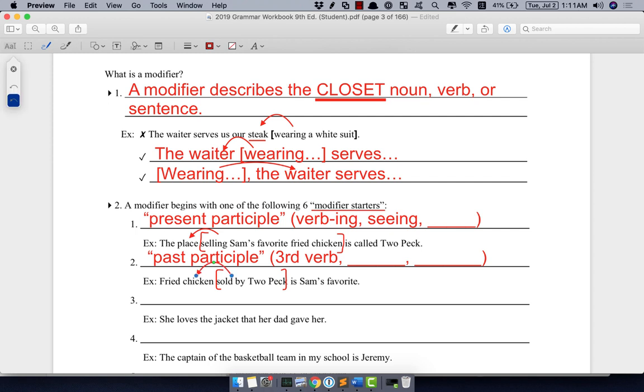Okay, and again, if you ignore the modifier, this sentence becomes fried chicken is Sam's favorite. But which fried chicken? It's the one that's sold by Tupac. So like Tupac that made the fried chicken is Sam's favorite.